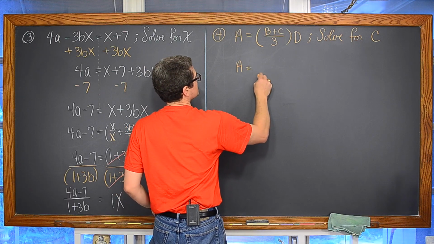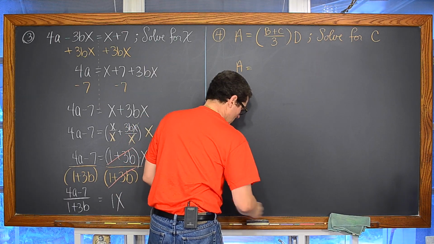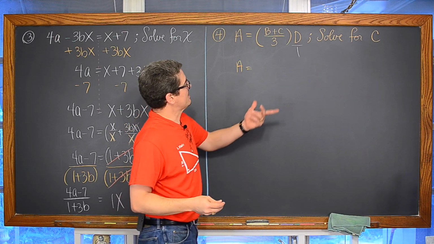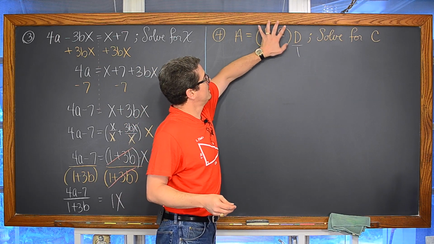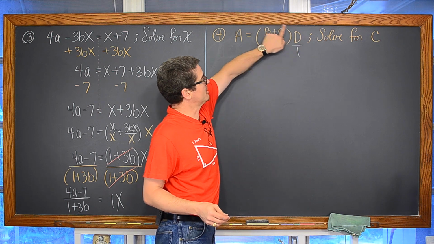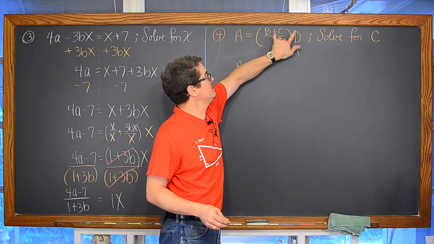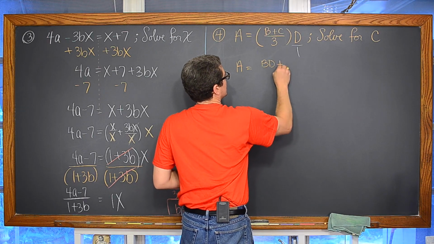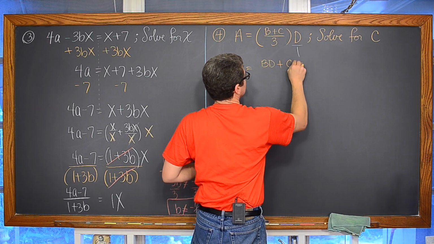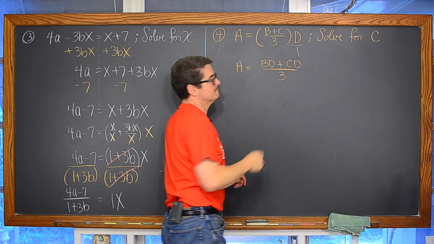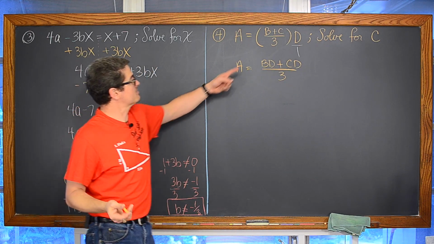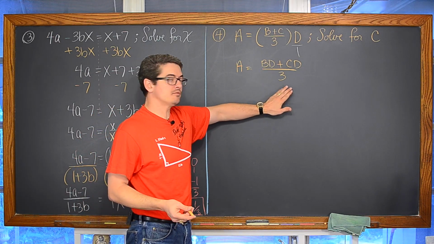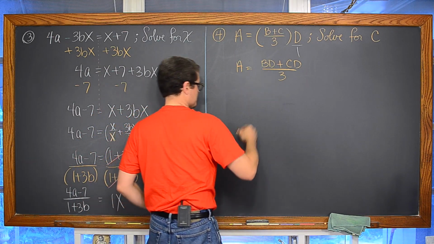And if I do that, it would look like this. A is equal to D over 1. I don't really like this method the best, but it's a possibility. I have a set of parentheses and a multiplication. I'm going to distribute through the parentheses and get BD plus CD over 3, because 3 times 1 is equal to 3. And now I can undo that division by 3 by multiplying both sides by 3.